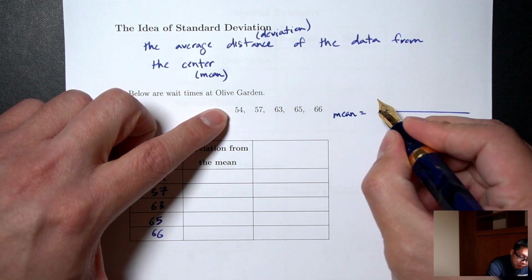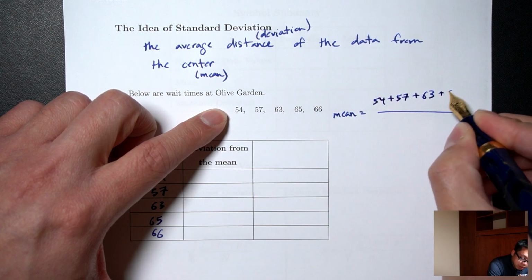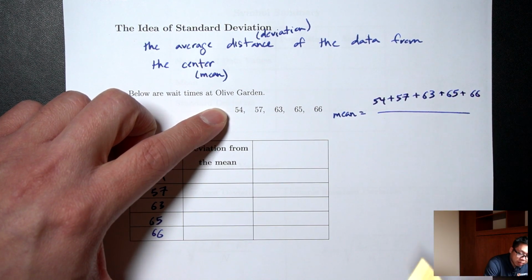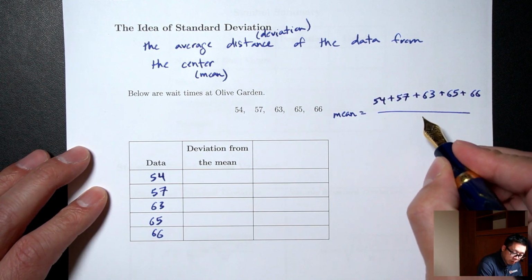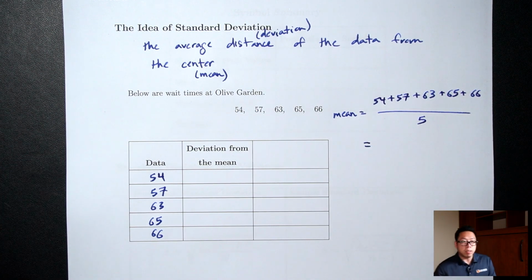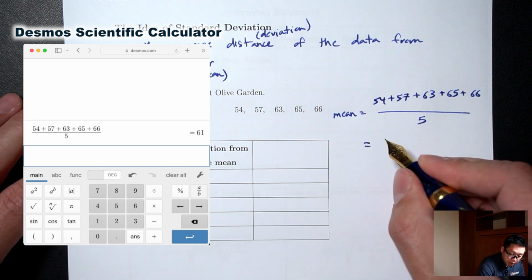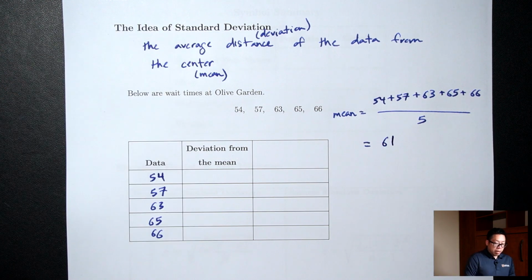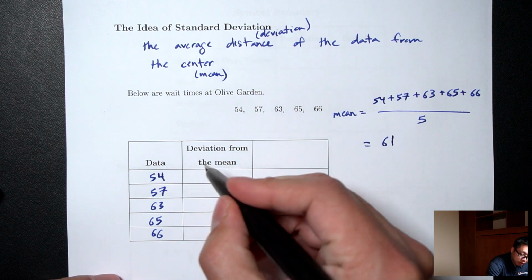We'll add up the data values: 54 plus 57 plus 63 plus 65 plus 66, divided by however many data values we have: 1, 2, 3, 4, 5. Entering this into my calculator, up top 54 plus 57 plus 63 plus 65 plus 66, on the bottom 5, and I get 61 exactly. Now I want to find the distances from 61, because 61 is our mean.